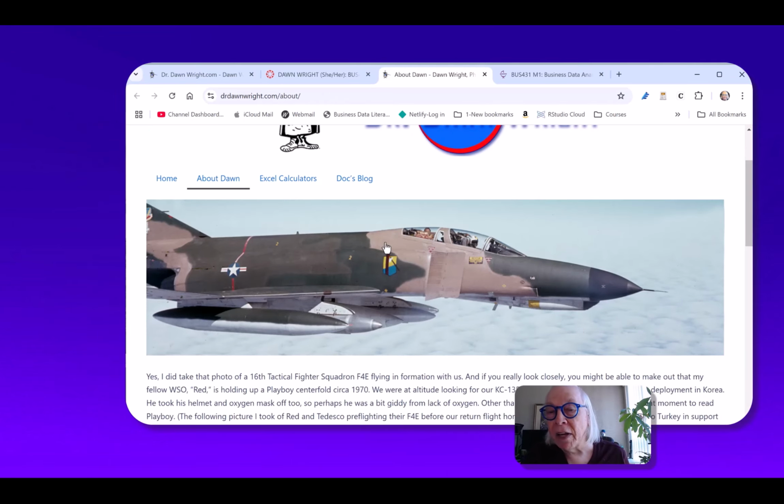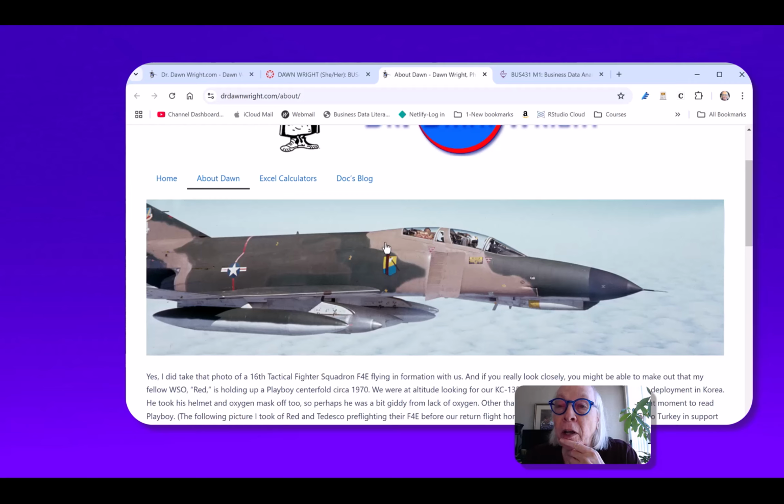You'll see that I spent some time in the Air Force, and I spent a lot of time in this airplane, which is an F-4 Phantom, which at the time and for about 30 years was the premier fighter bomber in the United States inventory as well as most of the world. This is a picture I took of my wingmen.